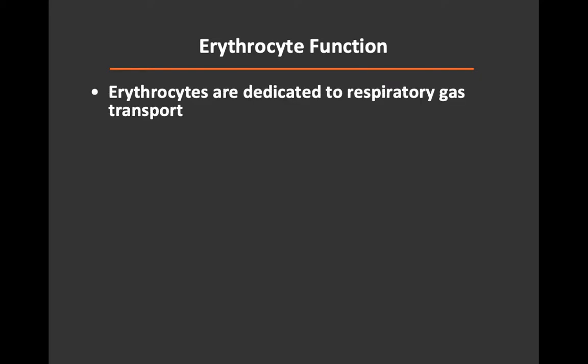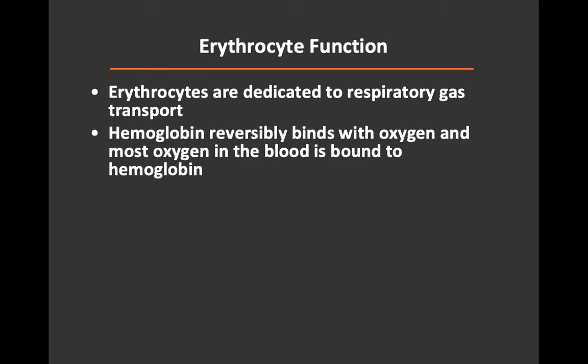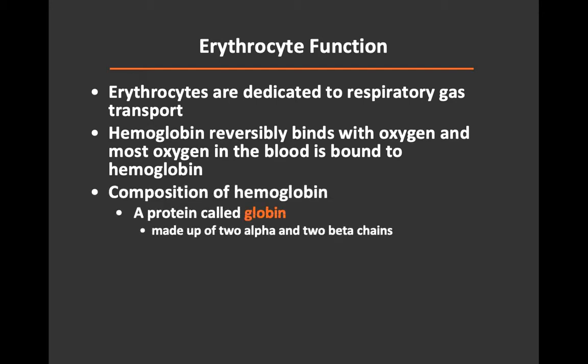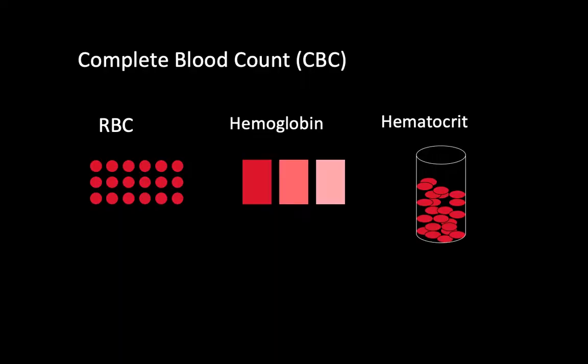So erythrocytes are dedicated to respiratory gas transport, and that also includes carbon dioxide. Hemoglobin reversibly binds with oxygen, and most oxygen in the blood is going to be bound to hemoglobin. We talked about the fact that hemoglobin has the globin protein, 2 alpha chains, 2 beta chains, and then we have the heme containing the iron that the oxygen molecule bonds to. And each hemoglobin can bond to 4 oxygen molecules.